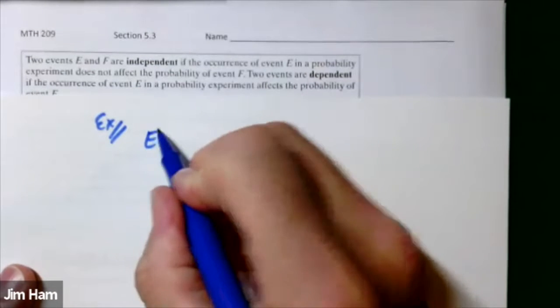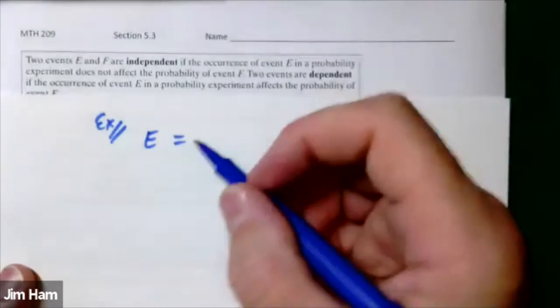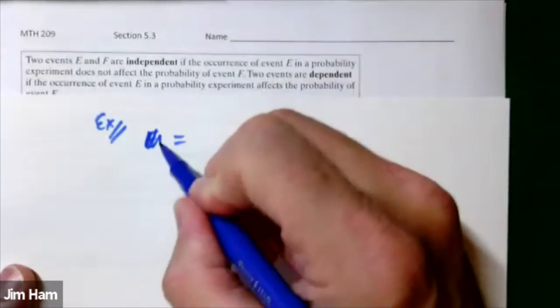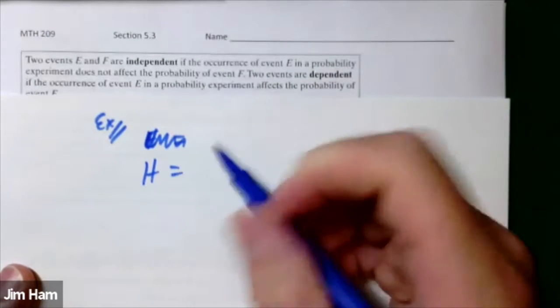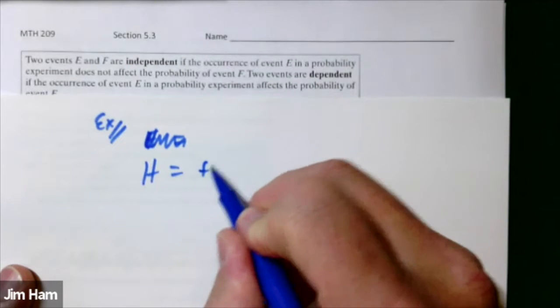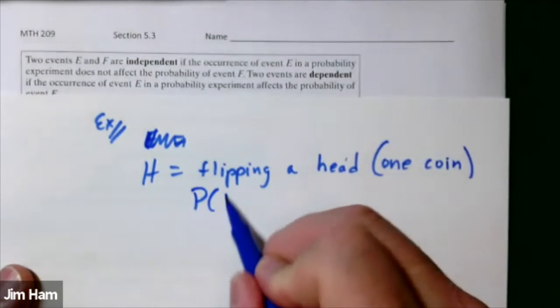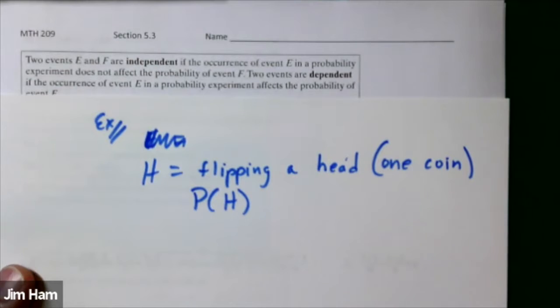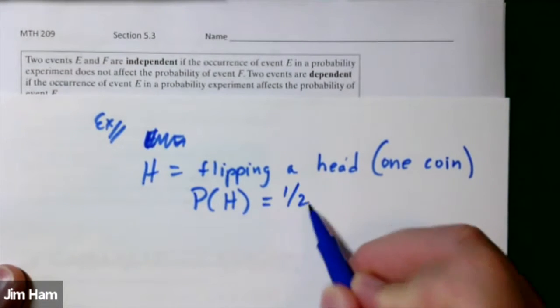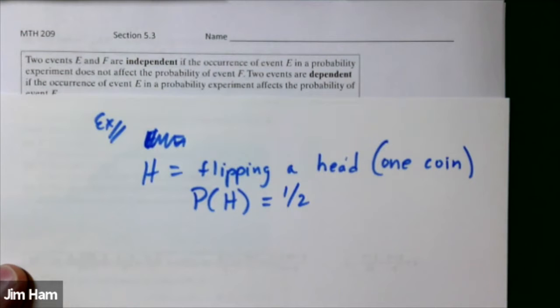So let's start off with two events. Let's say H is the event of flipping a head when you flip one coin. Then we can write the probability of H, the probability that you would get a head. And we've calculated this before. There's one head of the two outcomes.